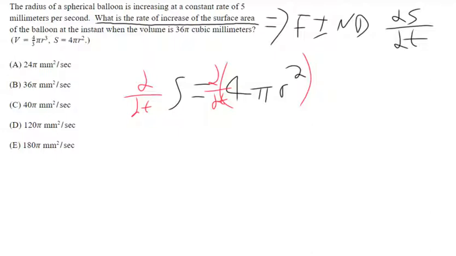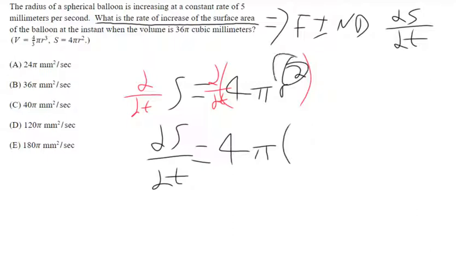On the left side, d/dt of S is going to be the dS/dt that we're looking for. And on the right side, the 4 pi is like a constant multiple, so I don't have to worry about that for the derivative. It just stays the same. And when I do a d/dt of r squared, I'm going to take the 2 and bring it down to the front as the coefficient by the power rule. And the inside stays the same. And then don't forget the chain rule, multiplied by the derivative of the inside function. So d/dt of r is going to be dr/dt.